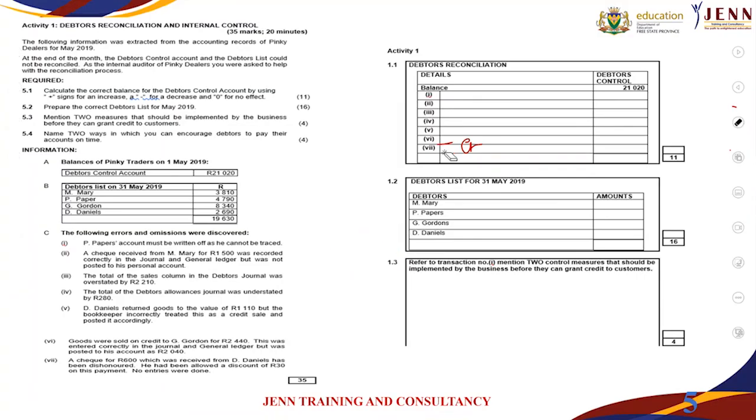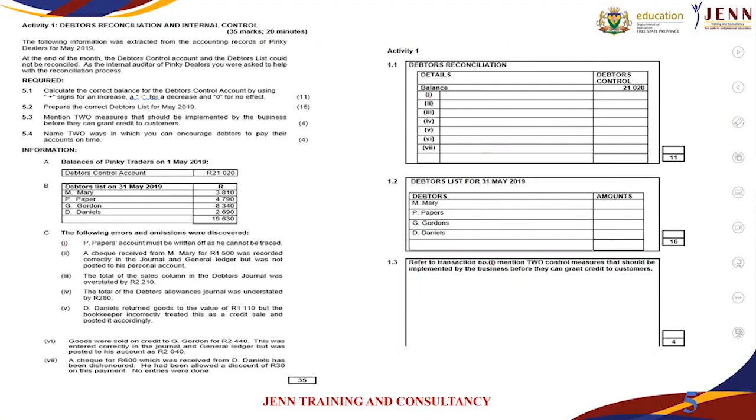Guys, can you carry on now on the activity? I believe, like I said, all of us are having this activity in front of us as well as the answer book. Now, let me read the instructions. It says the following information was extracted from the accounting records of PNT dealers for May 2019. At the end of the month, the debtors control account and the debtors list could not be reconciled. As the internal auditor of Pinky Dealers, you were asked to help with the reconciliation process.